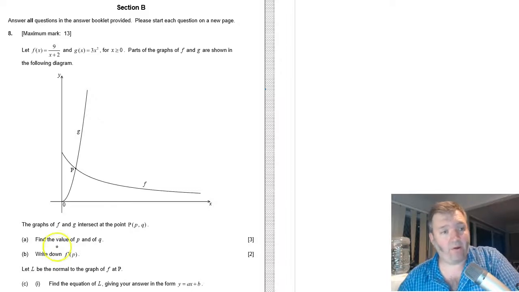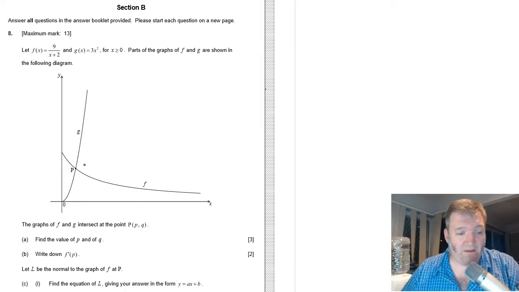Alright, back with question 8. This is IB SL Maths, paper 2, time zone 2, May 2015 paper. Question 8, start of section B, answer all questions. Two functions, f of x and g of x, parts of them are shown in the diagram. They intersect at the point P, which has coordinates (p, q). Find the value of p and q.